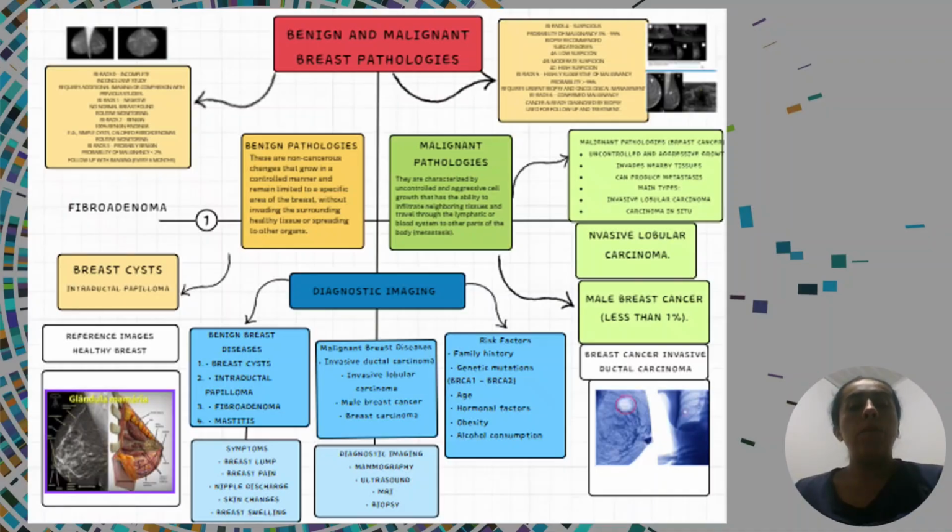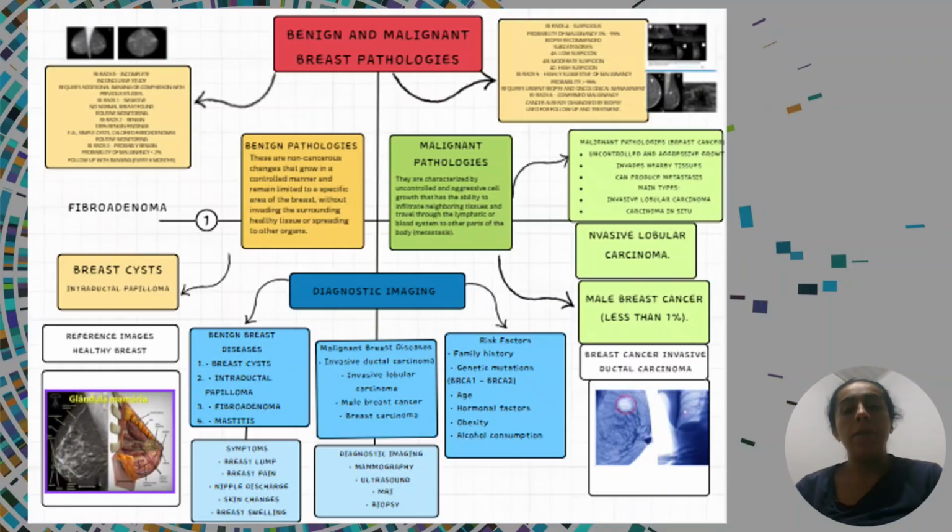The main components are glandular tissue, fatty tissue, and connective tissue. The glandular tissue is responsible for producing milk. Tissue is organized into lobes and lobules. The lobules produce milk, which travels toward small tubes called ducts. The ducts carry the milk to the nipple.